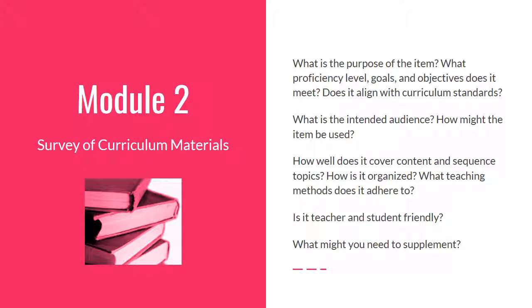So, for your own analyses, examine the purpose of the materials you've selected. What proficiency level, goals, and objectives do they meet? Does it align with curriculum standards? How well does the text cover content and sequence topics? How is it organized? What is the intended audience and how might the item be used? Is it student and teacher friendly? How well does it cover content and sequence topics? And what might you need to supplement if you use these materials?